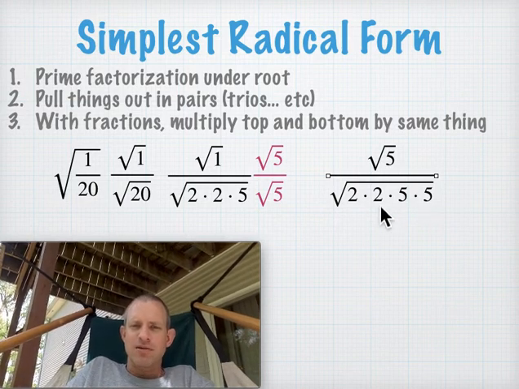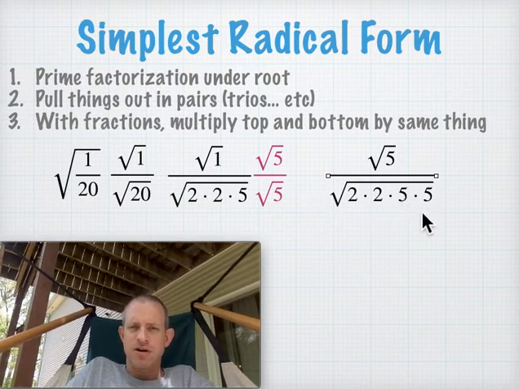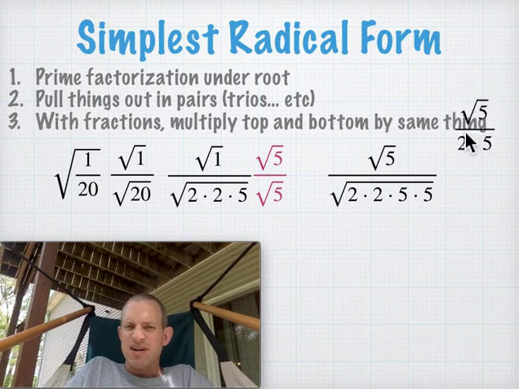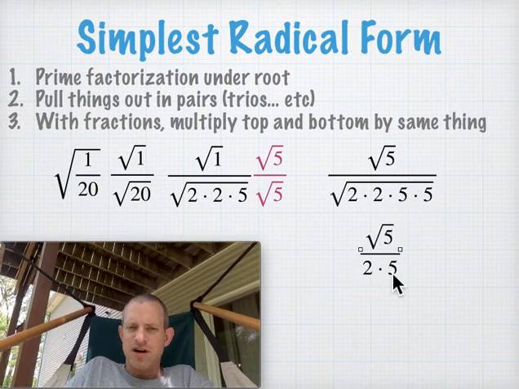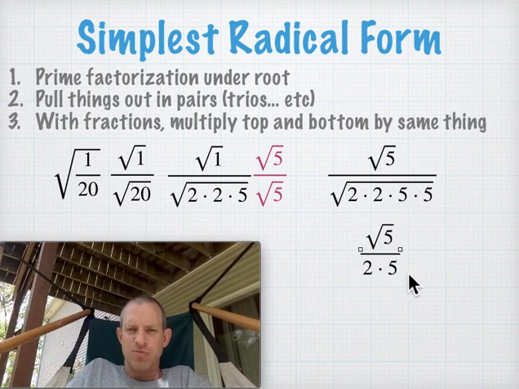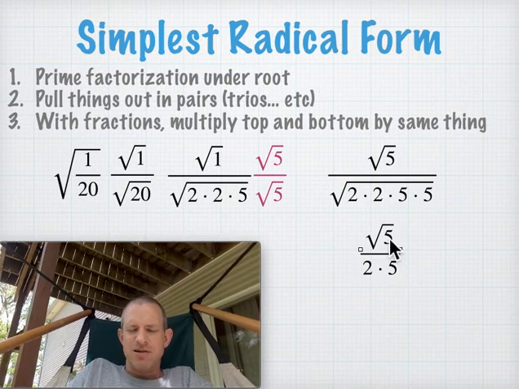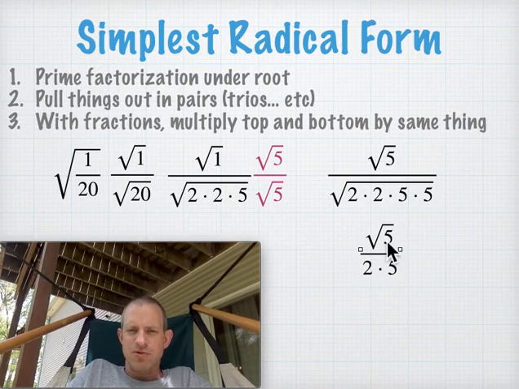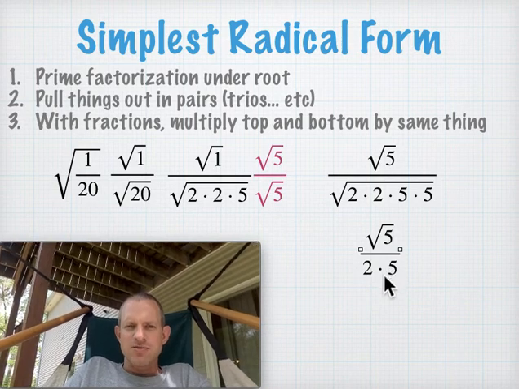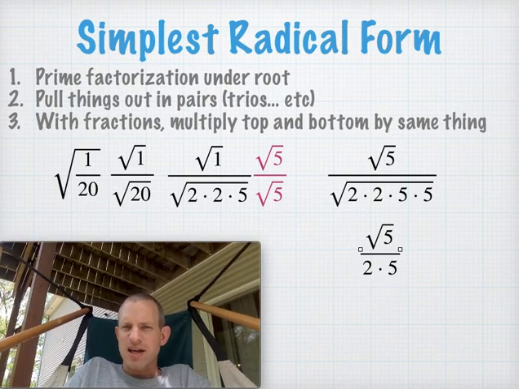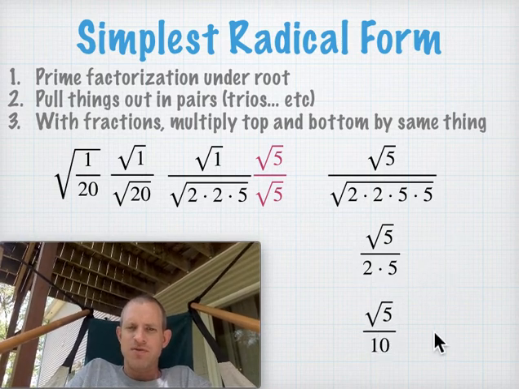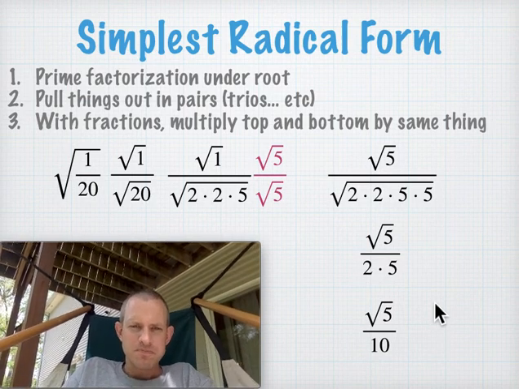And so now I can pull out a pair of 2's and a 5, and I'll end up with 2 times 5 and nothing under the radical anymore. And on top, there's nothing I can pull out, so that's going to just stay as root 5. And the final answer would be to multiply that 2 times 5 and get a 10. So root 5 over 10 is simplest radical form.